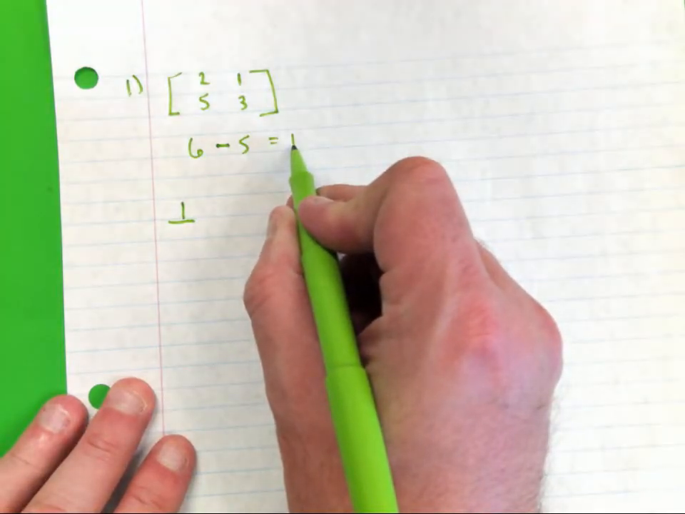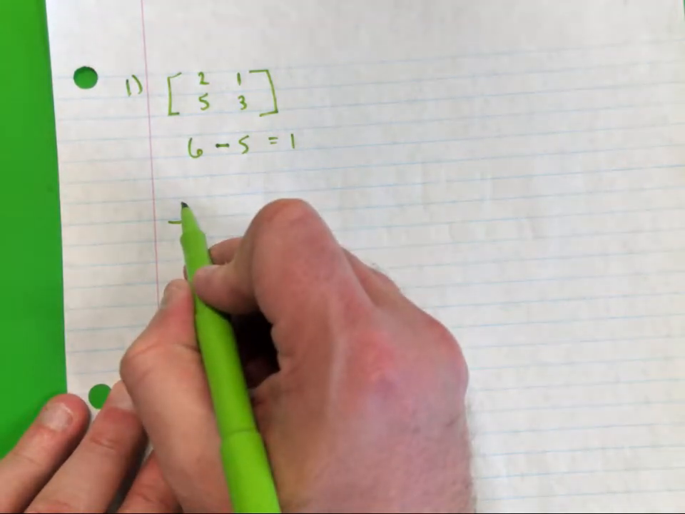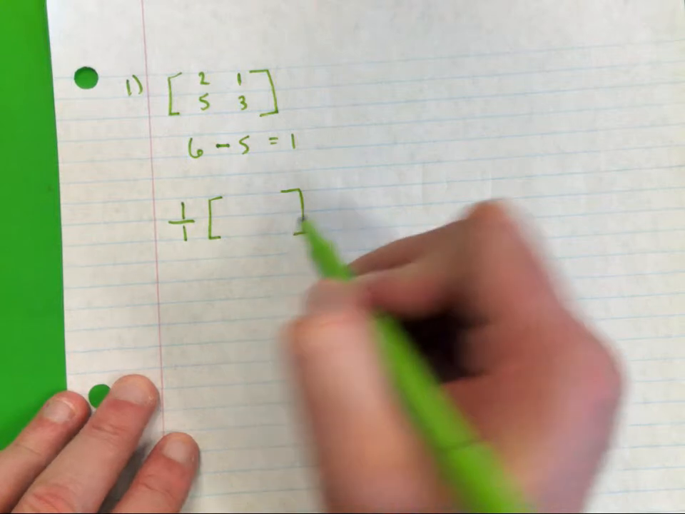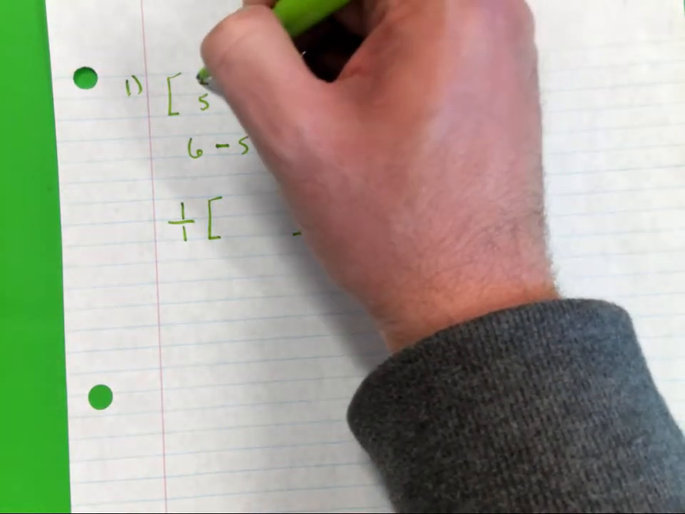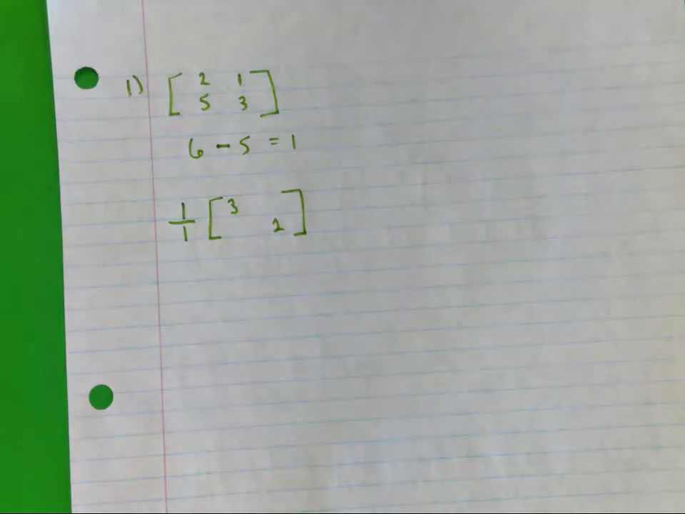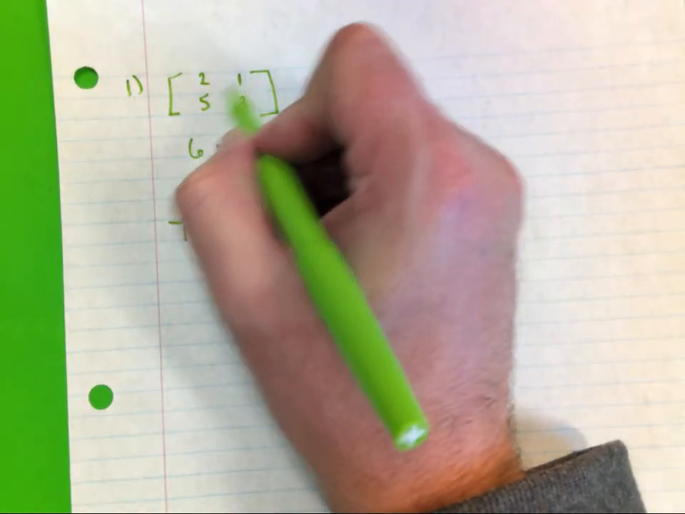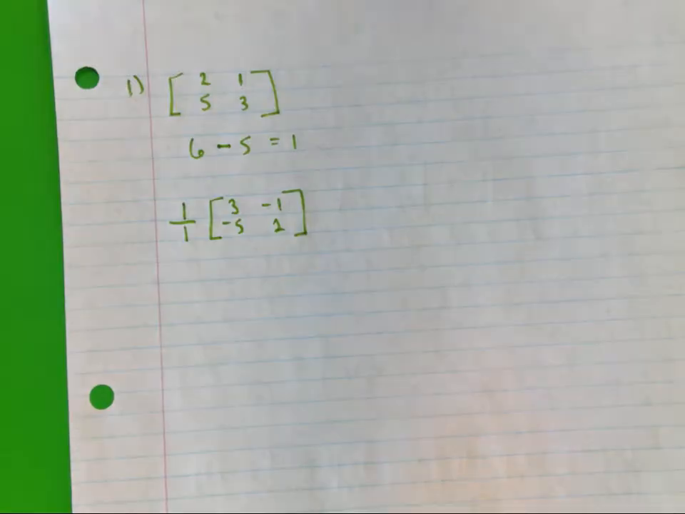What did I get right here? I got 1, so I'm going to put that there. Always put 1 on top, and then whatever you get for the determinant there. Here's the rule. You flip the spots of these two. So that's going to be a 3, that's going to be a 2. Does everybody see that? I flip the spots. You change the signs of these two. 5 will become negative 5, 1 becomes negative 1.